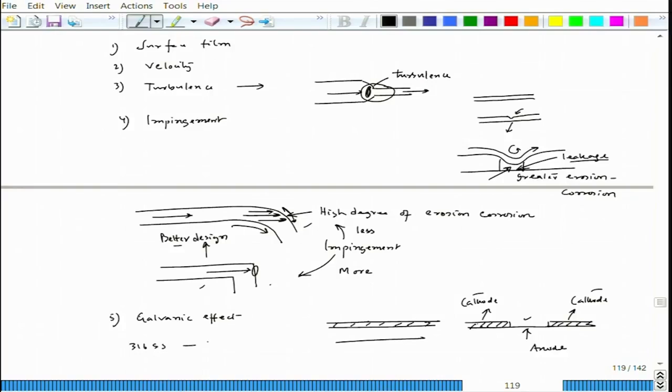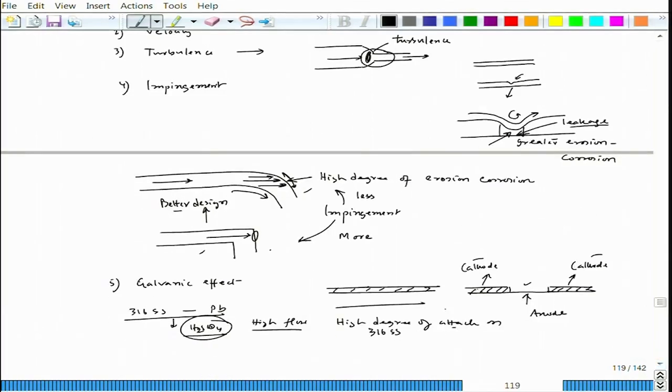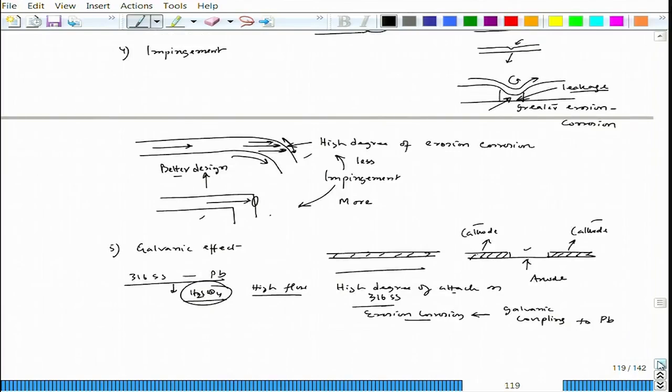So, for example, 316SS and lead. So, at a high flow, in H2SO4, so this is the acid. Now, high flow, okay, so the galvanic effect would lead to a high degree of attack on 316SS, and this attack is basically erosion corrosion, and that erosion corrosion is enhanced. Of course, the speed is one factor, the other factor is of course being connected to lead, galvanic coupling to lead. So, this is the effect of the galvanic situation where two metal contacts are there.